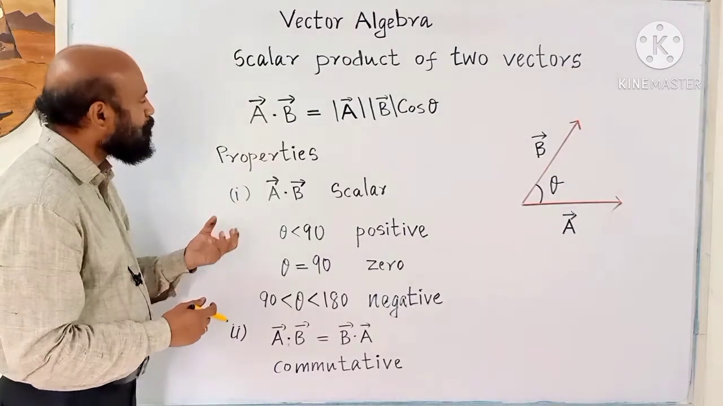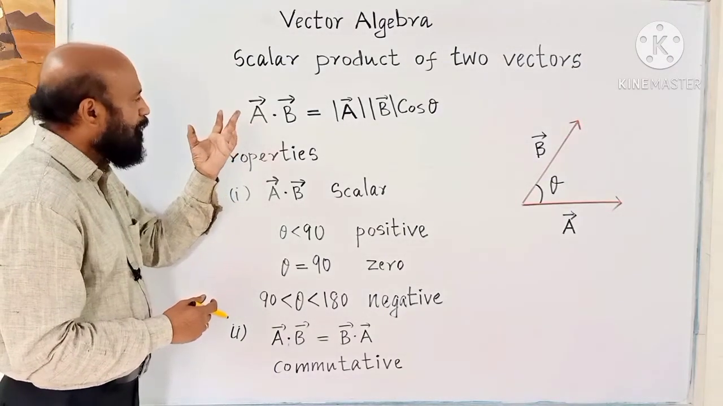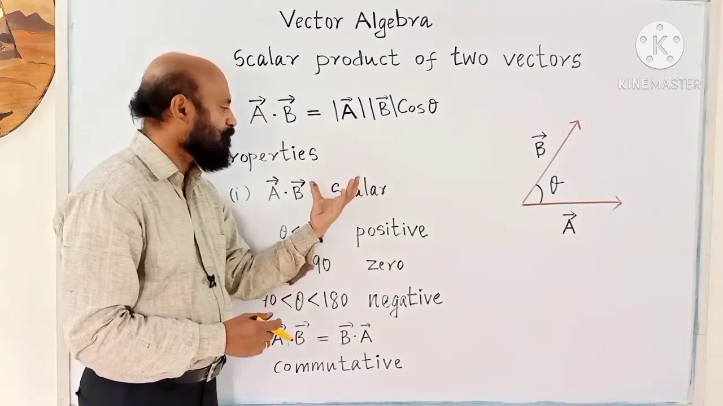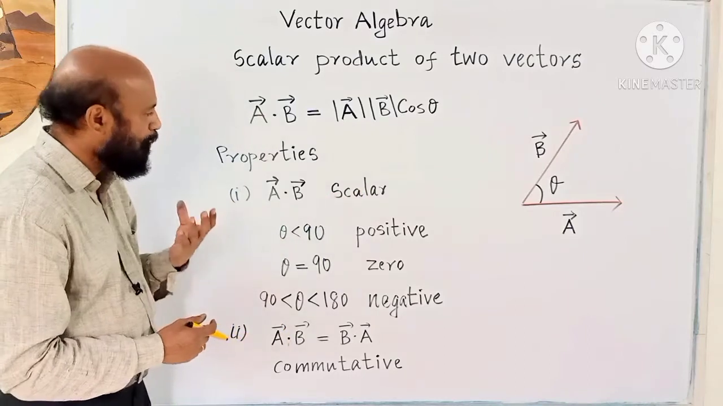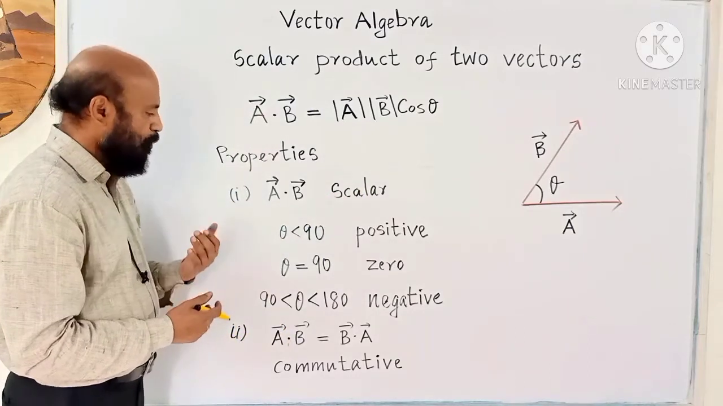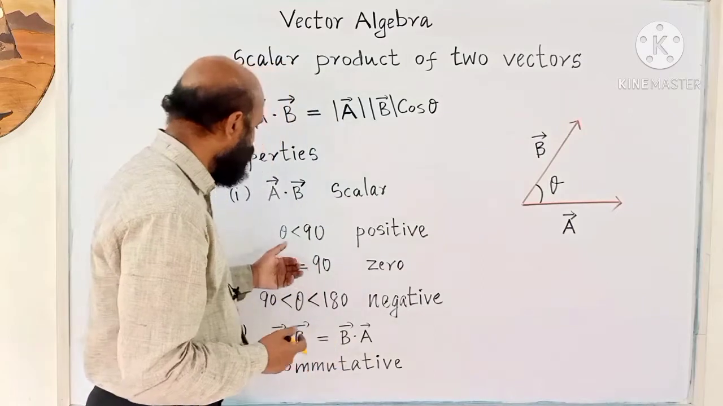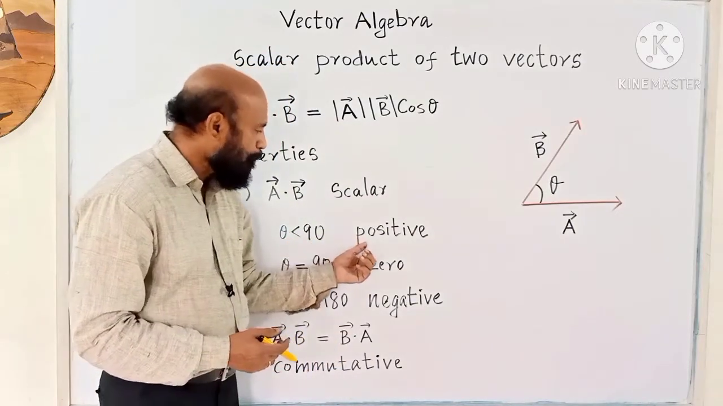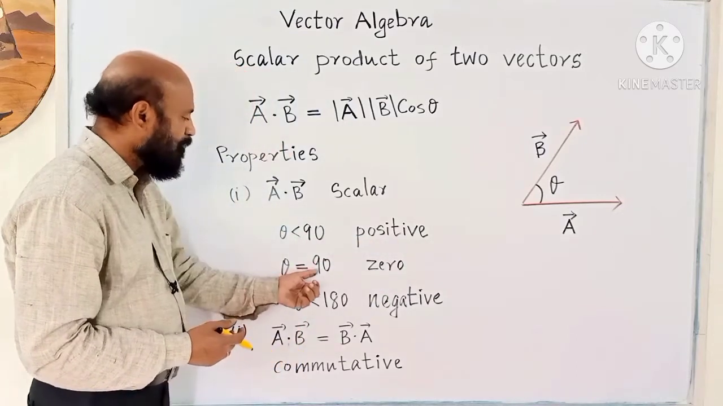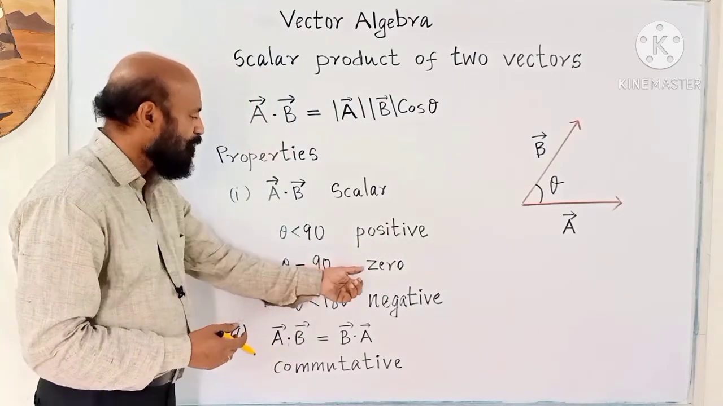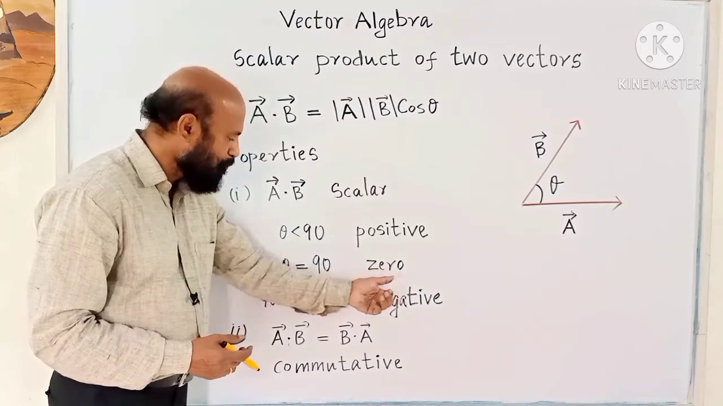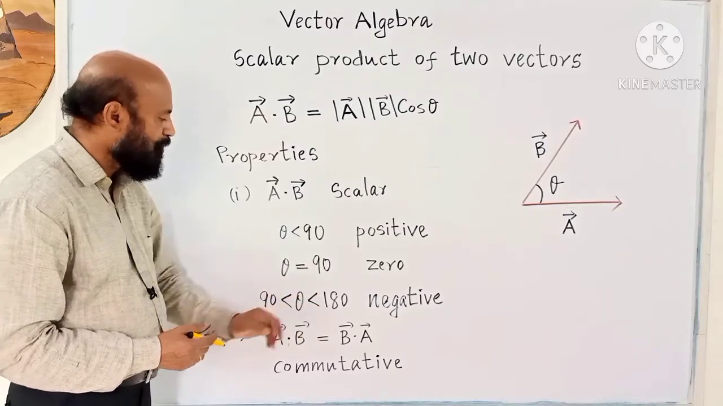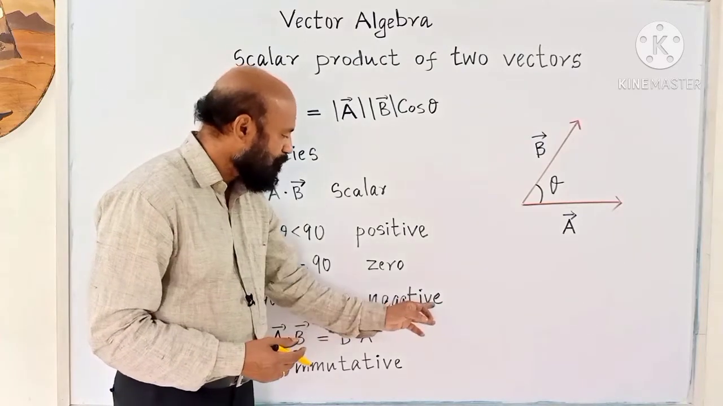First property, scalar product will be always a scalar. So you will get a scalar quantity. After the multiplication, what you are getting is a scalar quantity. Suppose this angle is lesser than 90, then it will be a positive quantity. If theta is 90 degree, it will be 0. If theta is greater than 90, lesser than 180, scalar product will be negative.